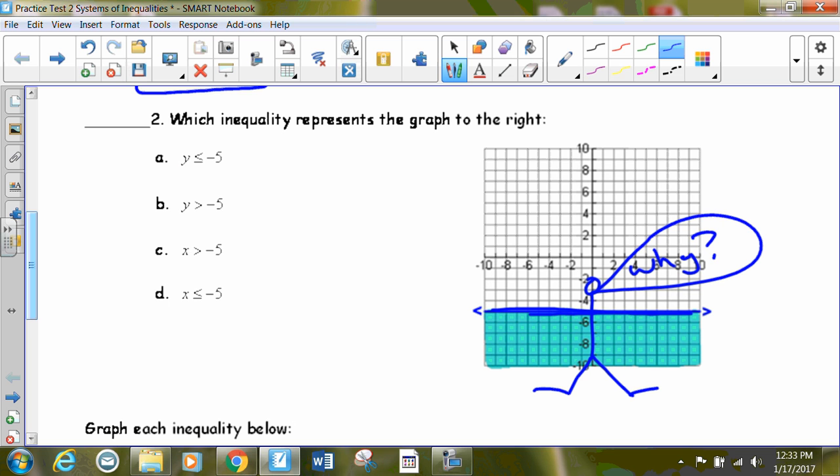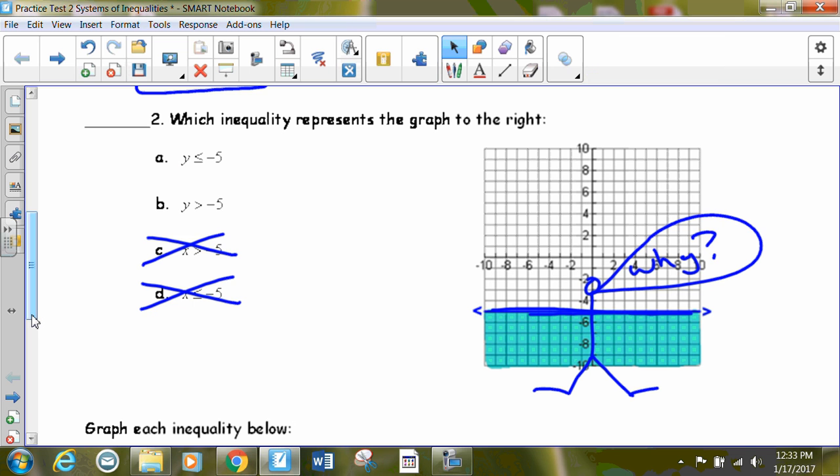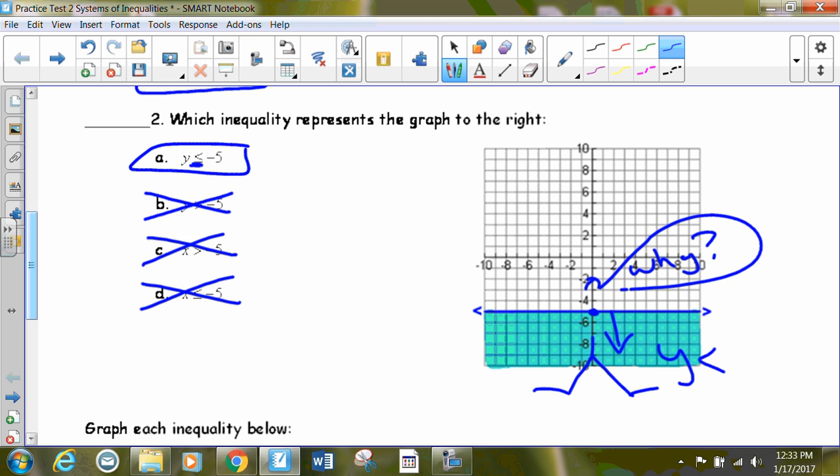We know it's y, so it's not x. We also notice that it should be a solid line. Let me erase, yep, it's a solid line underneath there. So because it's a solid line, we should see a solid line, but our other giveaway is that if we put our pencil right there on the y-intercept, we notice that we're shading down, and down is the same thing as y is less than. So it can't be y is greater than. So our answer is A.